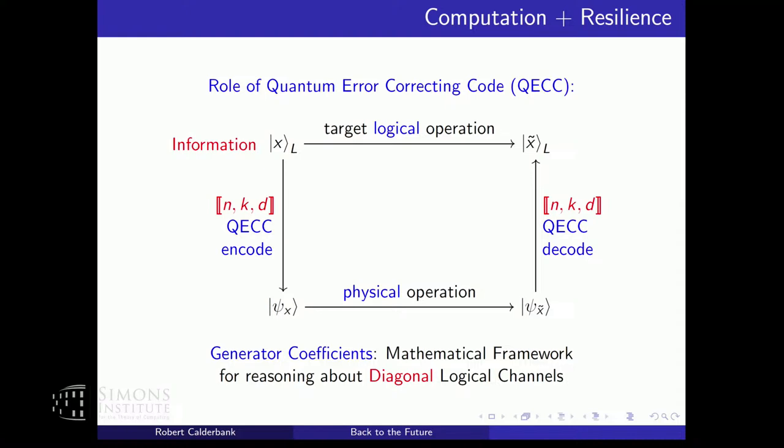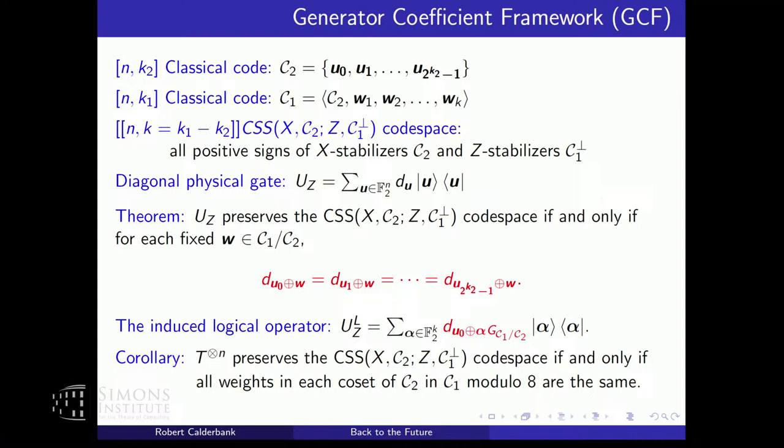And this is the theorem. Here we're talking about CSS codes. We have two classical codes, C2 and C1. C1 is obtained from C2 by augmenting it. C2 defines the X stabilizers, C1 perp defines the Z stabilizers. And we're looking at this diagonal physical gate. These are like the conditions in triorthogonal codes. But with triorthogonal codes, you satisfy these conditions and something good happens.